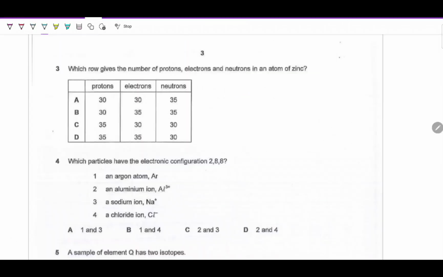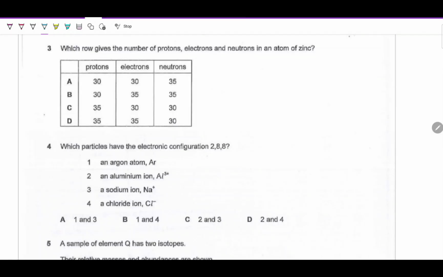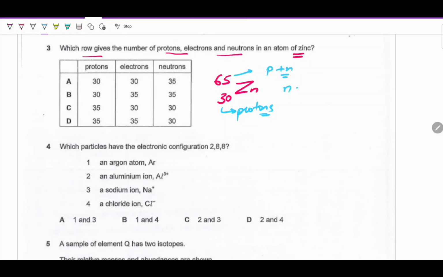Okay. Next, question 3. Which row gives the number of protons, electrons, and neutrons in an atom of zinc? If you see the periodic table, the atomic number of zinc is 30 and the mass number is 65. The atomic number gives you the number of protons, so the number of protons is 30. The mass number gives you protons plus neutrons. To find the number of neutrons, it will be 65 minus 30, which comes out to be 35.